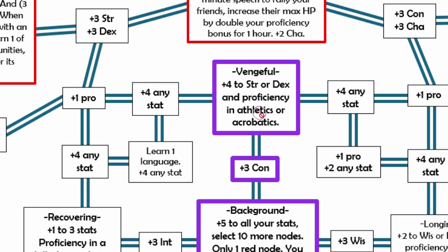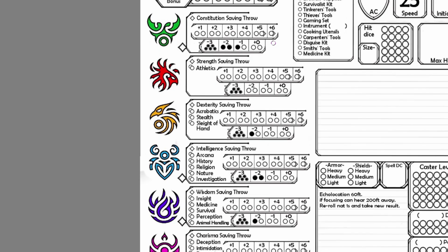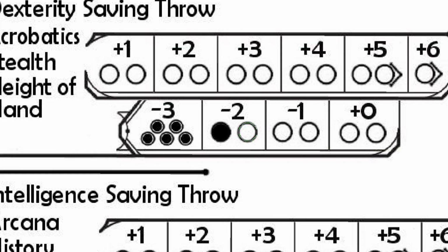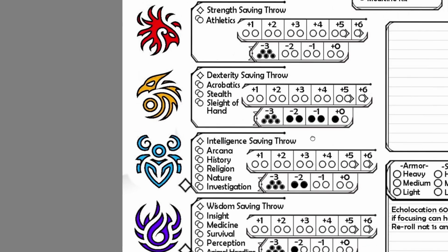But what does vengeful actually give us? Well, it gives us a +4 to either strength or dexterity, and we get proficiency in athletics or acrobatics. Going back over here, I'm going to be a dexterity-based character, so I'm going to put that +4 into dexterity. And then we get either athletics or acrobatics.